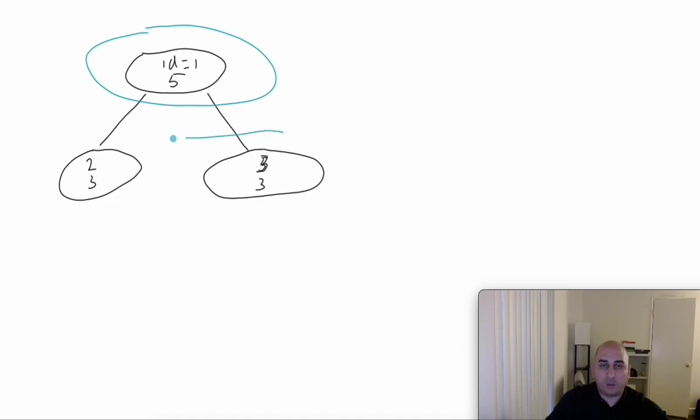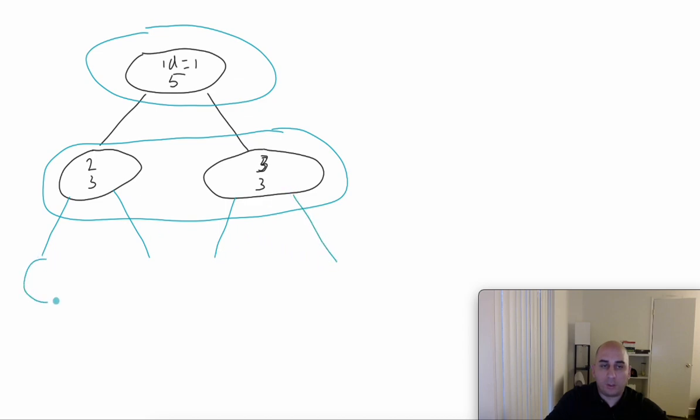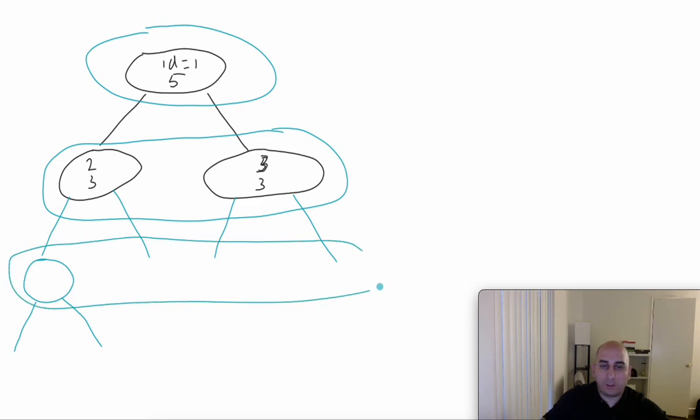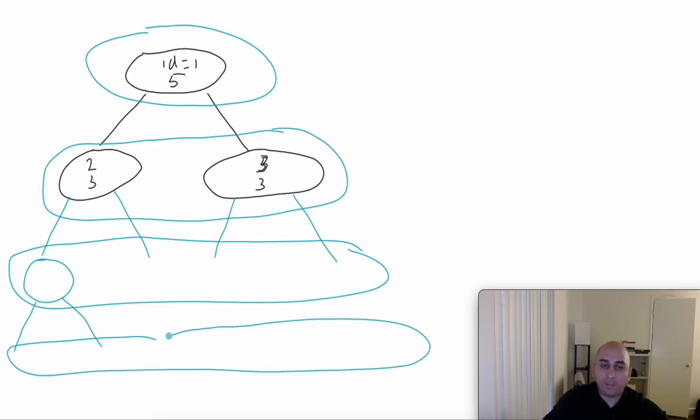Let's extend this problem a bit. Say this employee has 2 subordinates, this employee also has 2 subordinates, and this subordinate also has 2 other subordinates. We need to consider all these cases, and so on. As you can see, it's a graph problem.